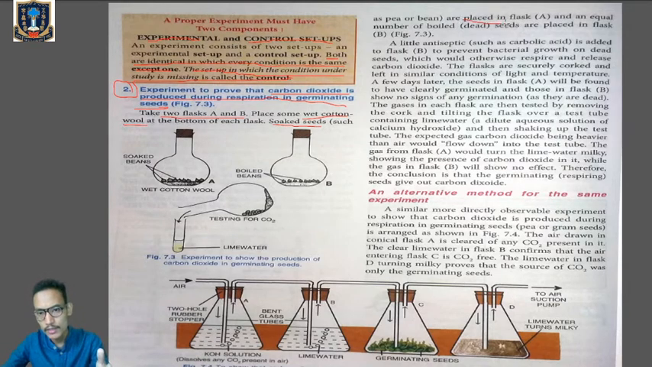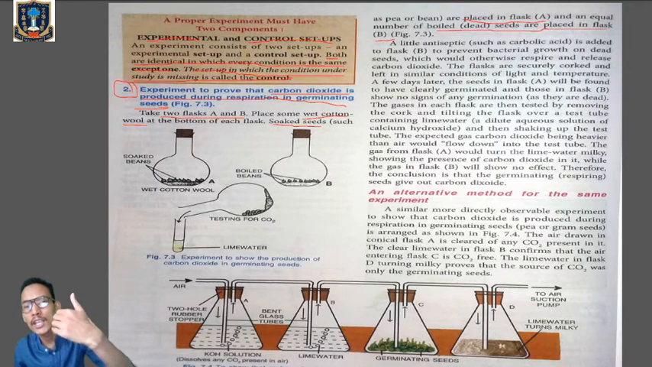Okay. Then at the same time we also require the dead or boiled seeds in the flask B. So requirements simple. Till here, what are we using? We require two flasks A and B. We require germinating seeds. We require dead seeds. We require the wet cotton wool.